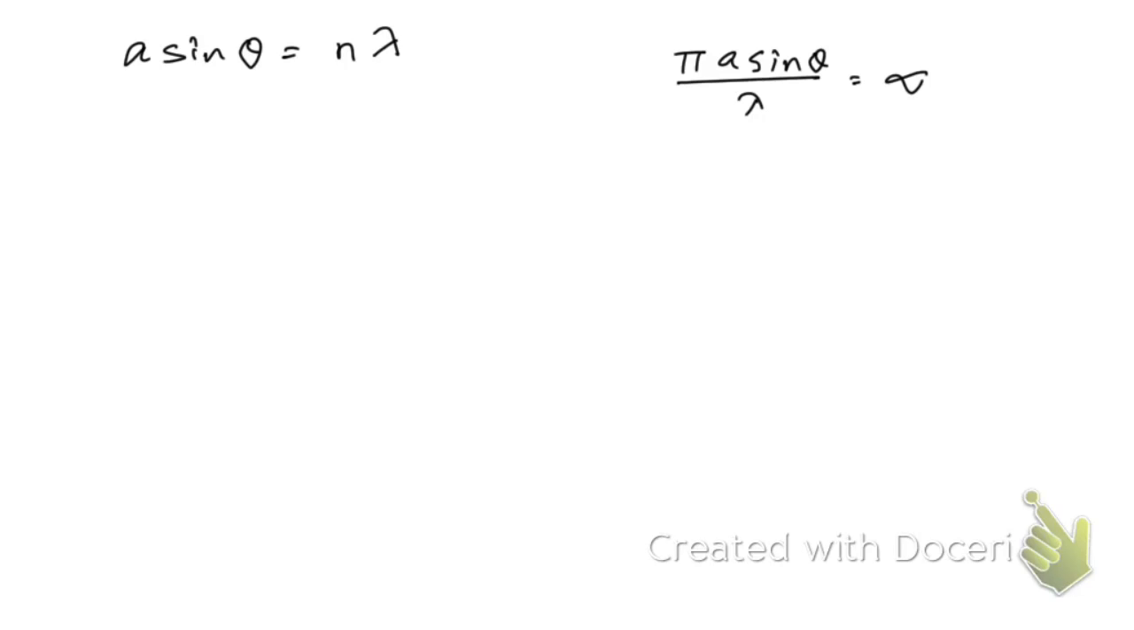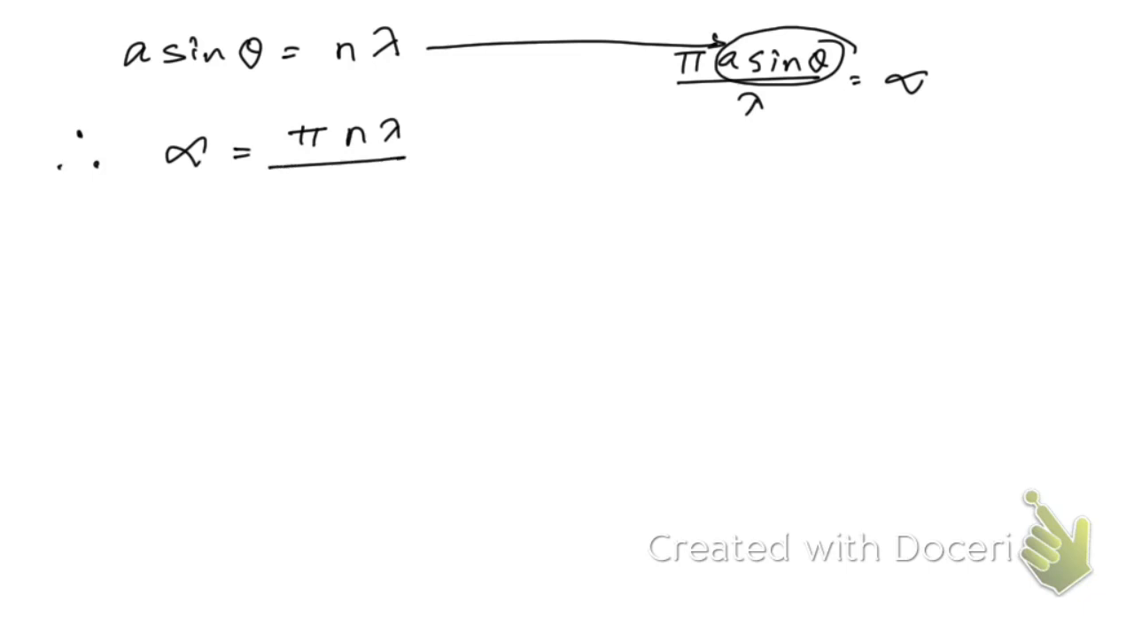that we can replace this part by this value. So therefore we can write alpha is equal to pi n lambda by lambda, that's going to give you n pi. So putting n equal to 1, 2, 3, and so on, we're going to get the values of alpha for which we get the secondary minima.